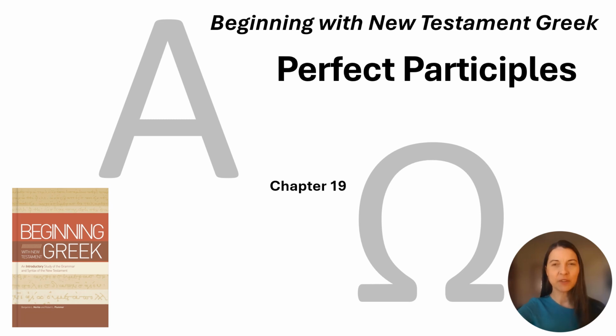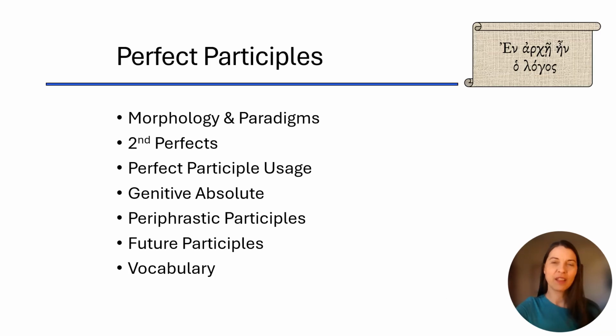This is Beginning New Testament Greek, our last chapter in participles, perfect participles, chapter 19. In this video, I'll explain the morphology and the paradigms. I'll talk a little bit about second perfects, cover some perfect participle usage, as well as genitive absolute and periphrastic participles. We'll briefly talk about future participles and cover some vocab.